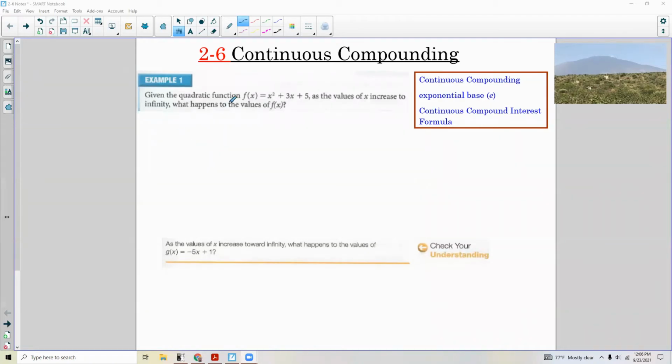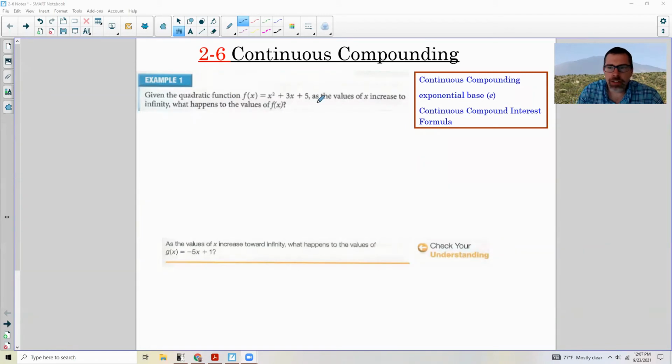Okay, chapter 2-6, continuous compounding. Well, what in the world is continuous compounding? We've done simple interest, which was compounding once for an entire year. Then we went to compounded interest. We did annual, which is the same as simple. Then we did semi-annual, and then we did quarterly, monthly, daily, by the hour, by the minute, by the second. Are we leading up to something here when we say continuous?